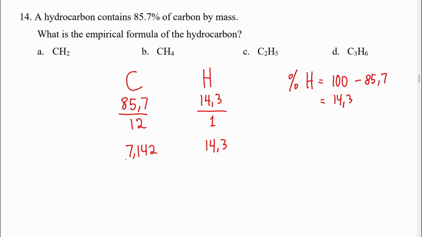And altogether divide by the smallest number. So who is the smallest number in here? 7.142, right? So all divide by this number. And you will get 1 in here, and 14.3 divided by 7.142 is 2. So the empirical formula is CH2. So the correct answer here is A.